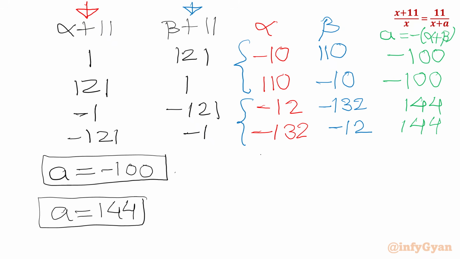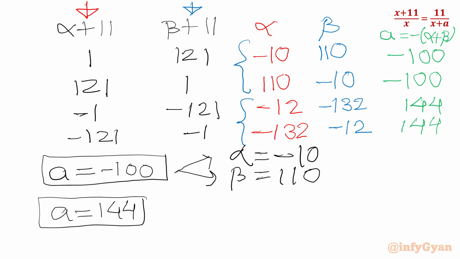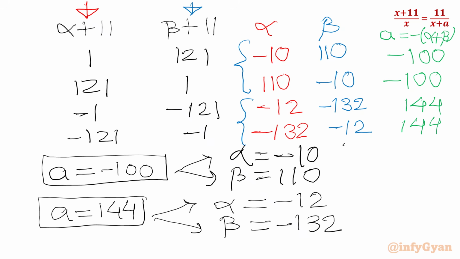For a equal to minus 100, we have two roots. Alpha is minus 10 and beta is 110. For a equal to 144, we have alpha minus 12 and beta minus 132, which are distinct roots. We can check it is not violating any of the conditions. So this is the final result for our problem.